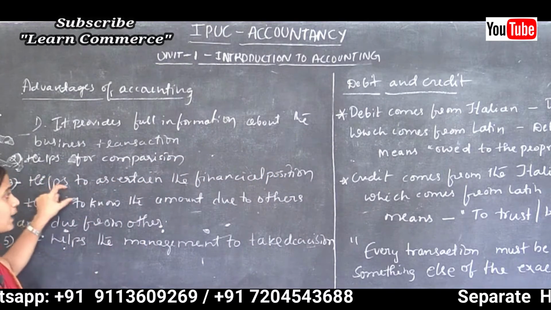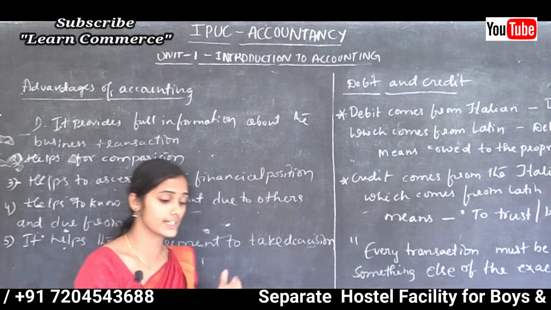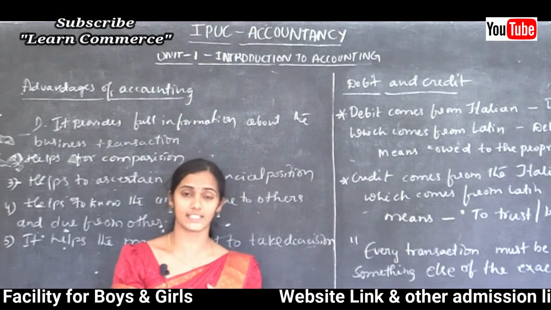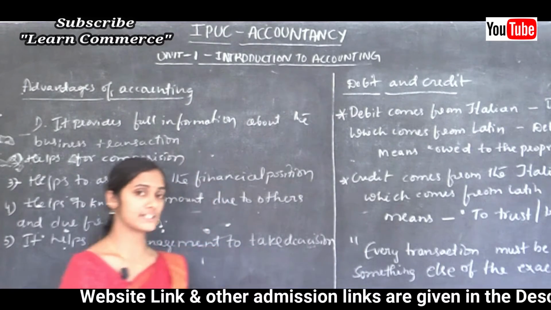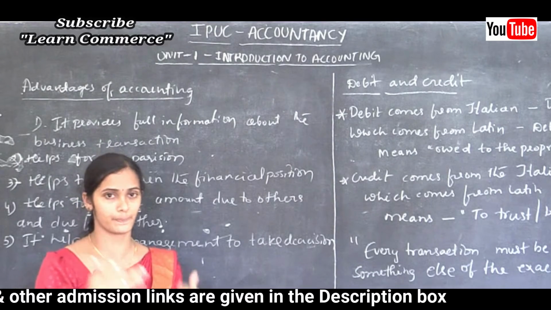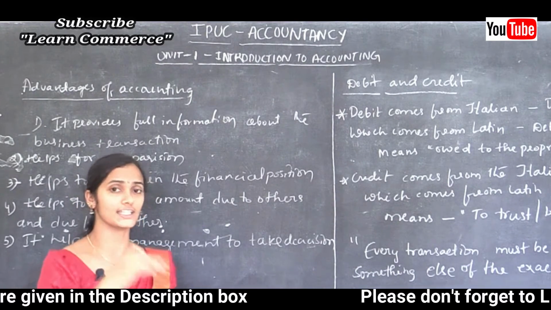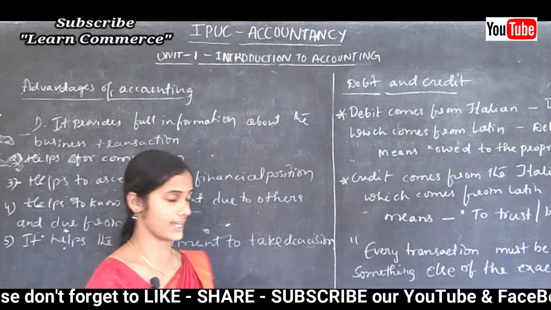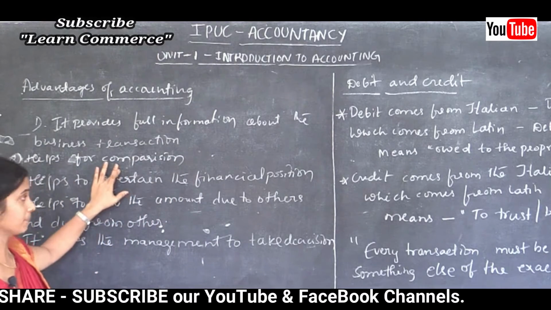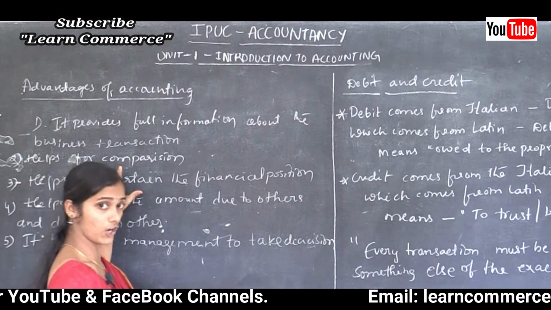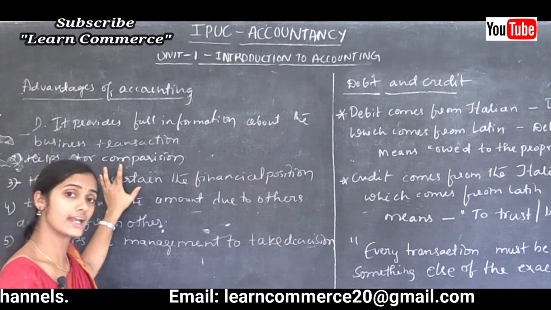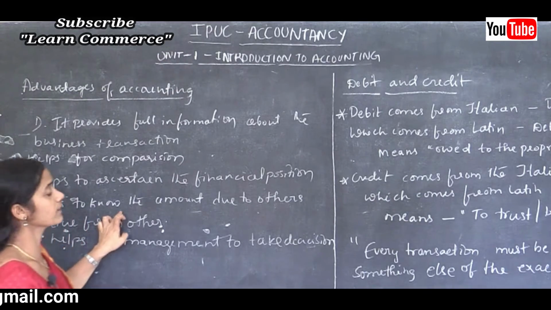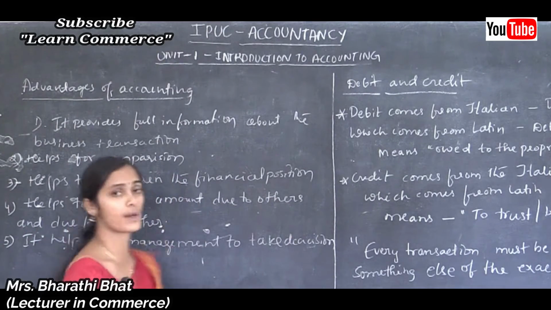So accounting helps to ascertain the financial position, whether the business is earning a sufficient amount of profit or is suffering from loss. In the middle of the year or at the proper time, it can analyze each and every position, each and every transaction and each and every achievement of an organization. Because of proper recording of the transactions, an entrepreneur can analyze his financial position. The next one is that it helps to know the amount due to others and due from others.